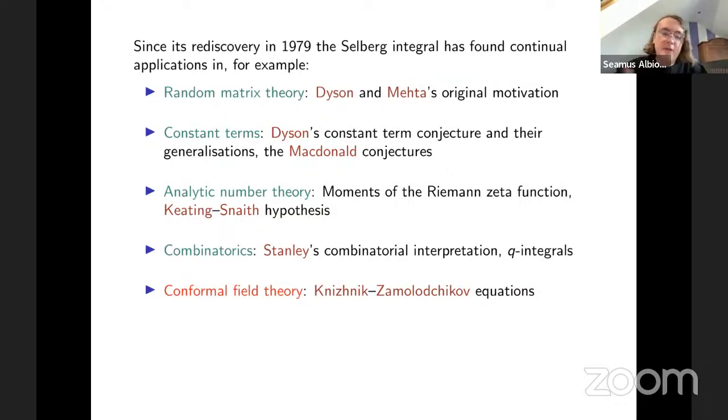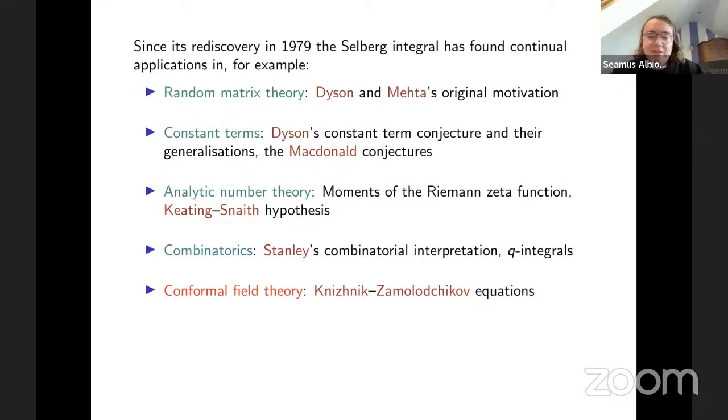And so what I wanted to say about Dyson and Mehta's original motivation was really that Dyson was in the process of writing a very long series of papers called On the energy levels of complex systems, or Statistical theory of energy levels of complex systems. And in this, he also conjectured a constant term identity, which was very, very quickly proved. But there were generalizations of this constant term conjecture and the Mehta integral, which was still a conjecture, by Macdonald. And this added to the appearance of the Selberg integral in the literature.